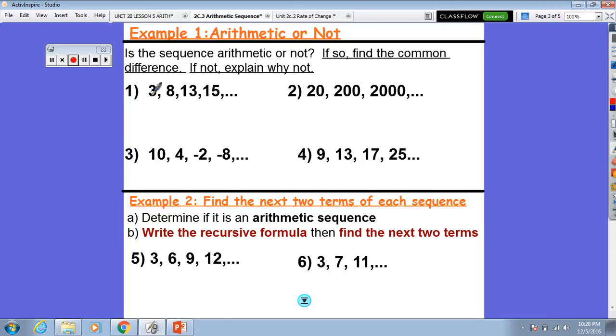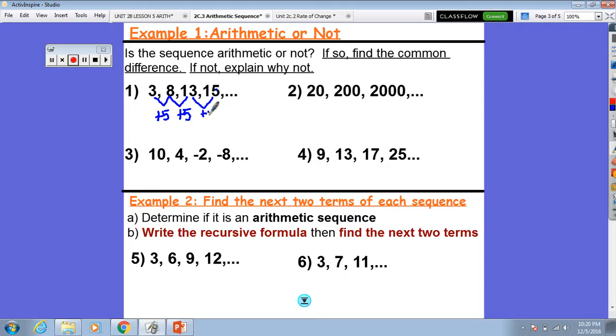How do we get from 3 to 8? Correct. We need to add 5. Alright? How do we get from 8 to 13? Add 5 again. Very good. And I know it looks like the pattern is consistent, but we have to check all of them. How do we get from 13 to 15?